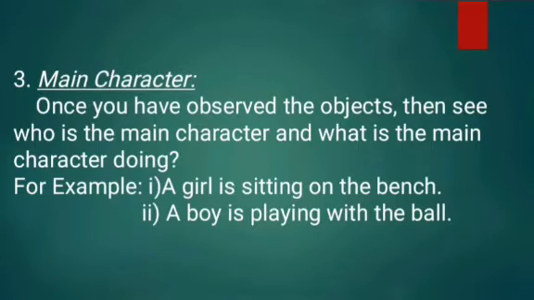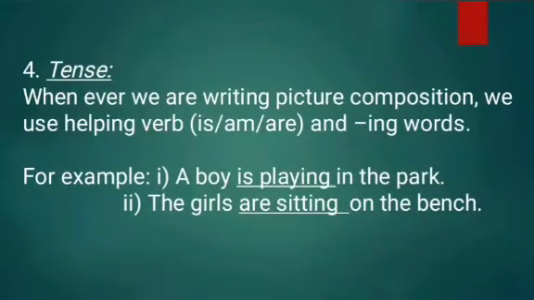Now, the third main rule is the main character. Once you have observed the objects in the picture, then you see who is the main character and what the main character is doing. For example, a girl is sitting on the bench. Here, the main character is the girl. Then, a boy is playing with the ball. The main character is a boy.